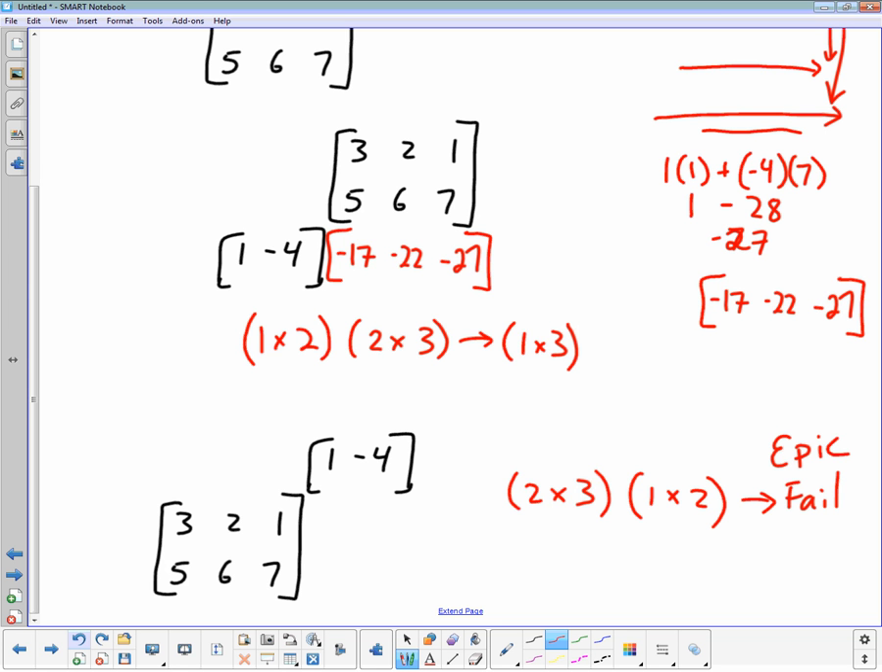The rule, if you can see it here: the first one's rows, these two must be the same, and these two are those two. In order for you to multiply, you have to have the same number of columns in the first one as rows in the second one in order for it to work.